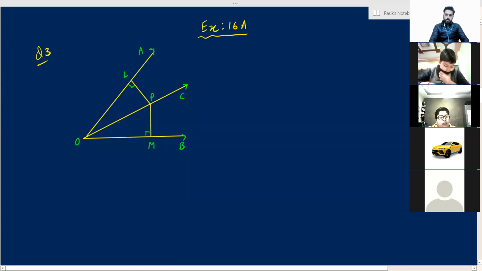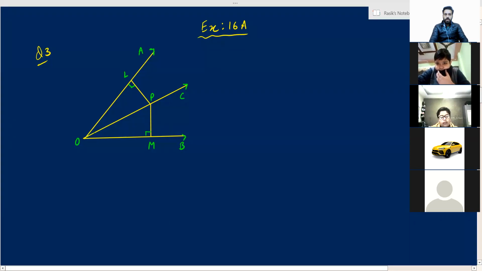Sir, because of RHS. First thing, they are congruent, and if you see, they are congruent by the rule RHS. Why RHS? Because one angle is a right angle in both the triangles. Okay, in both the triangles, one angle is a right angle.